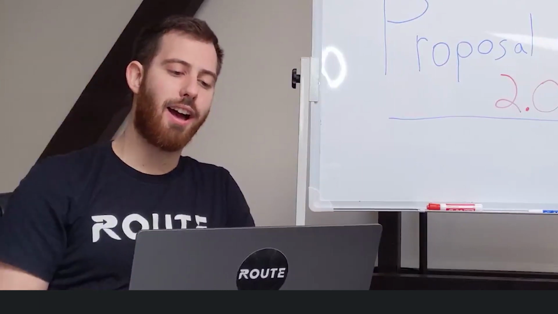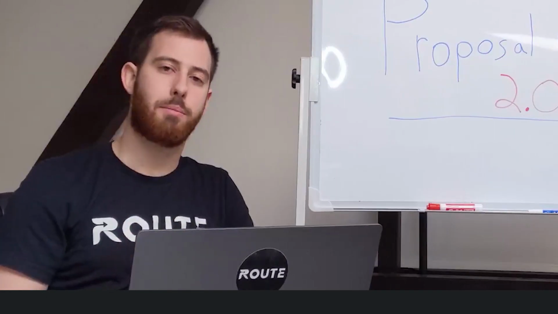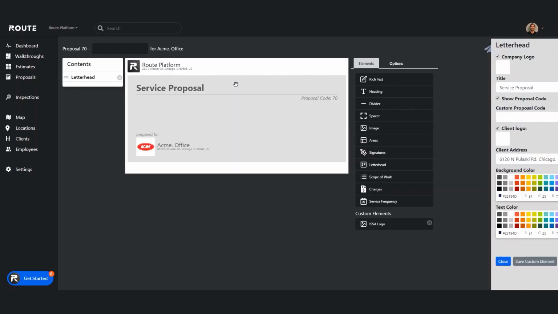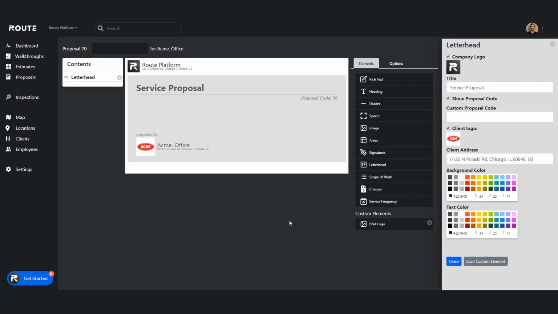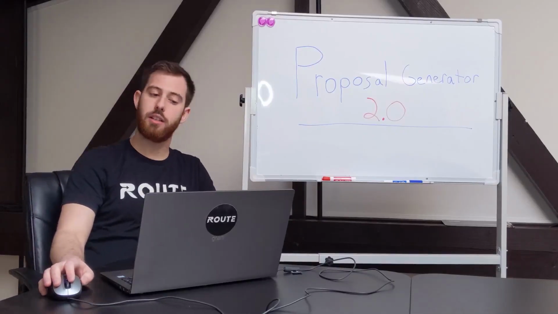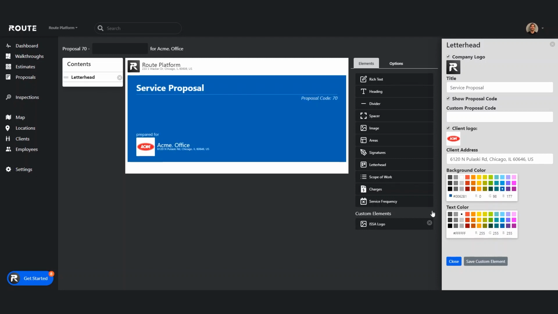So right away, I think we need a nice little letterhead to introduce ourselves at the top of this proposal. I'm going to select the letterhead document, left click on it and drag it to the middle of the screen. Right away you can see where your company name is and where the client's name is. Additionally, you can add in logos for both of them. Furthermore, if you want to jazz it up a little bit, you can change the background color of the letterhead and the font color. So I'm going to give it a nice blue background with some white font.